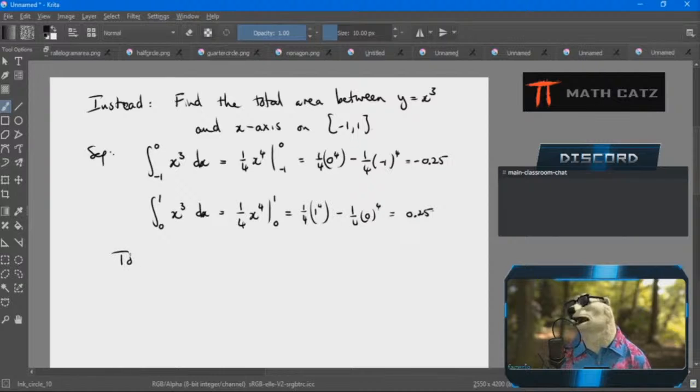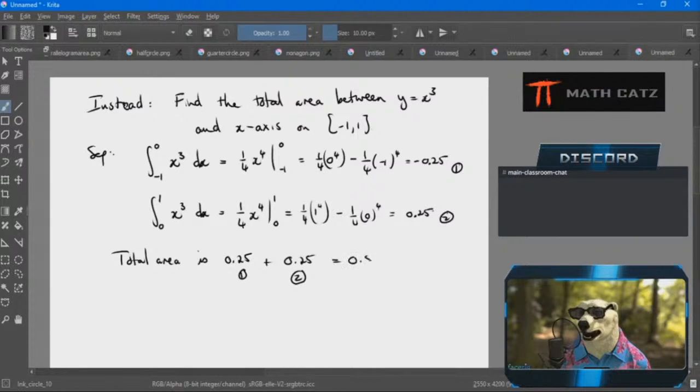I can then say the total area is the top 0.25, area 1 here, plus the bottom 0.25 from section 2, if you will, to get a total area of 0.5. If I did this in one go, essentially the definite integral will just add these with their signs, and it seems like the area doesn't even exist. There's a cancellation that needs to be avoided.